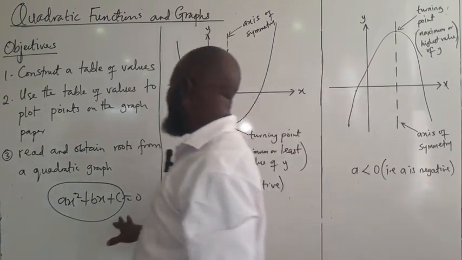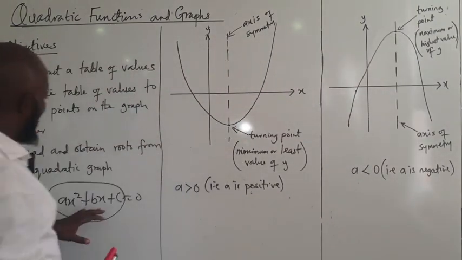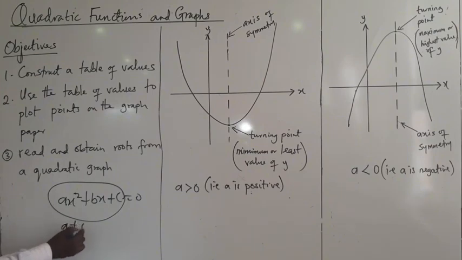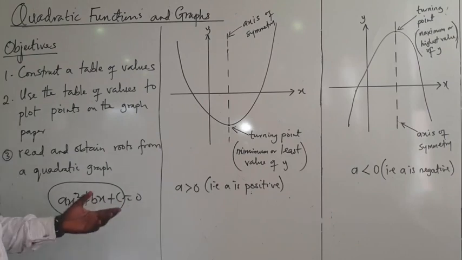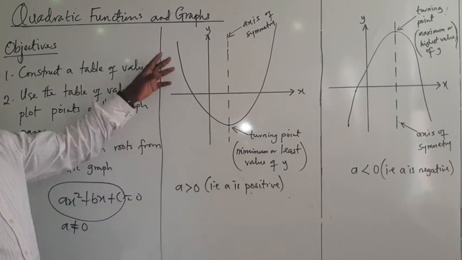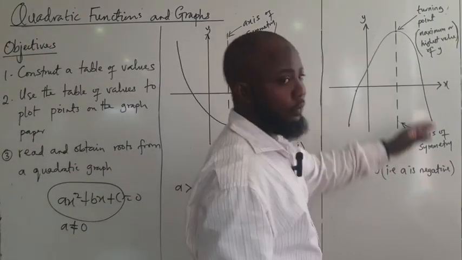As I've said earlier on, this is a quadratic function, this is a quadratic equation. Where this a here is not equal to 0. When you plot this on a graph, you're going to have what we call a parabola. These are the parabola graphs we're going to have. It's in this form or it's in this form.